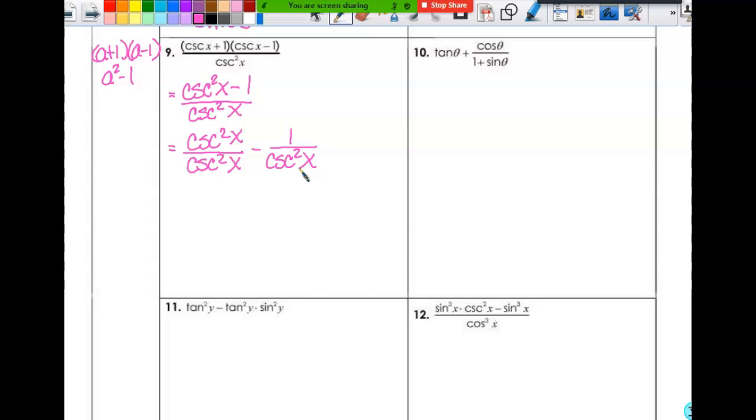So now this cancels out, and that first term is 1 minus, and then 1 over cosecant squared is sine squared. And by now, you might not even have to look at your chart. 1 minus sine squared should give you cosine squared.